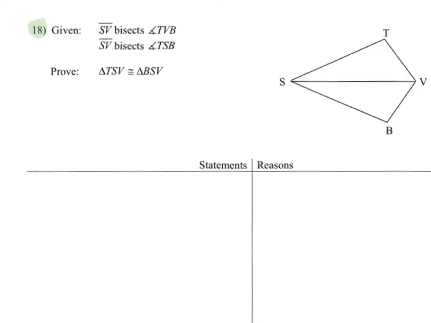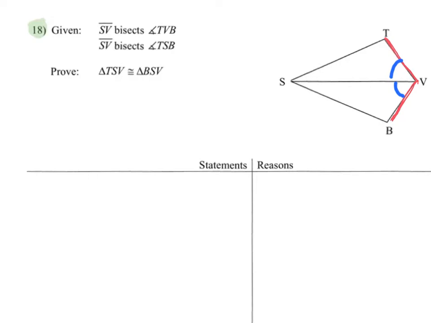So first I'm going to take a look at my givens. I'm given that SV bisects angle TVB. So the first thing I'm thinking of is, what does that tell me? I'm noticing that SV is bisecting an angle, specifically this angle right here, TVB. That means this angle is going to be cut in half. So it's not going to be congruent segments that comes from that, it's going to be congruent angles. It's going to be these smaller angles here.